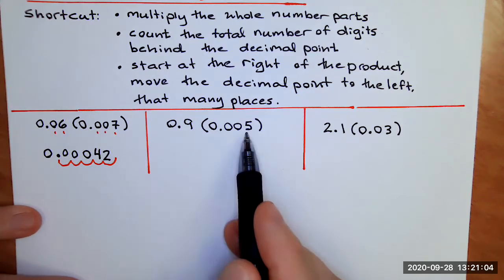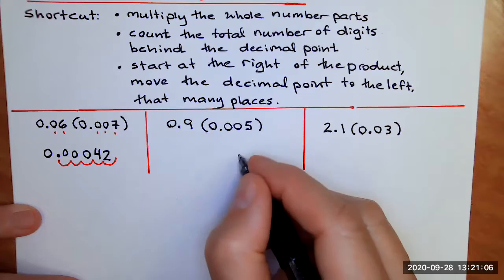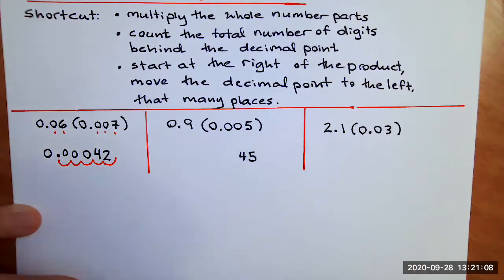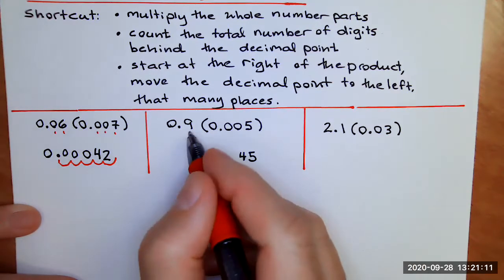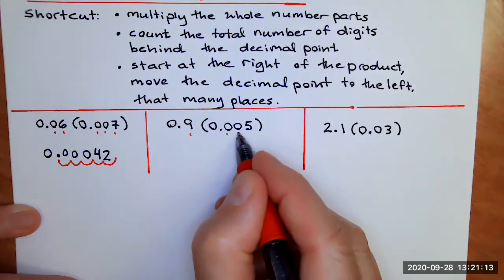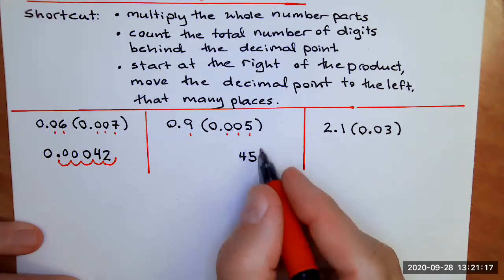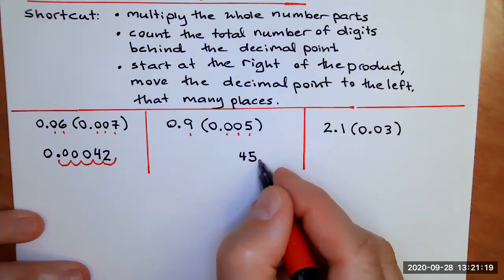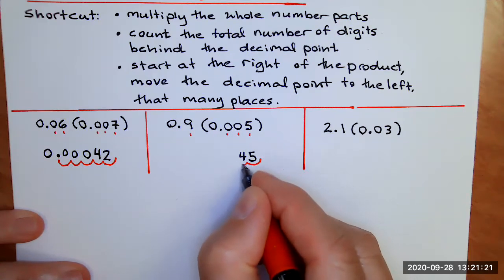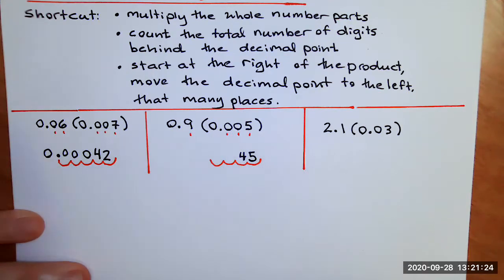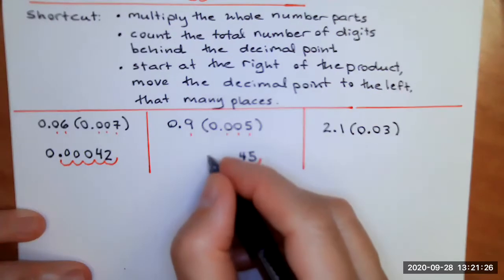Here we get 9 times 5, which is 45. Count 1, 2, 3, 4 digits behind the decimal point. So we start at the right and move left. 1, 2, 3, 4 places.